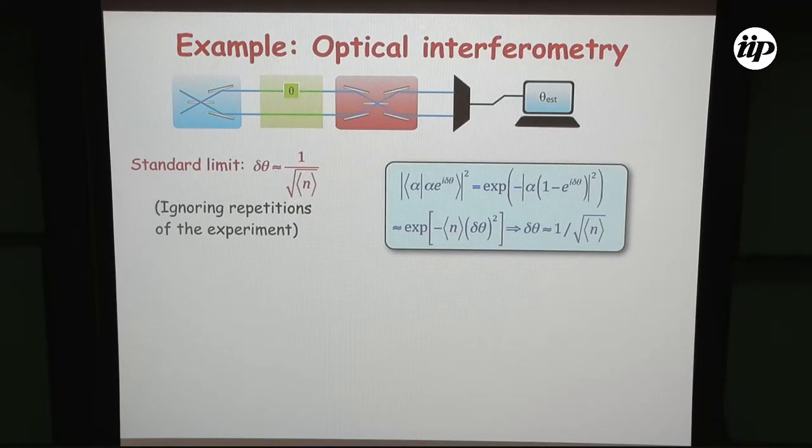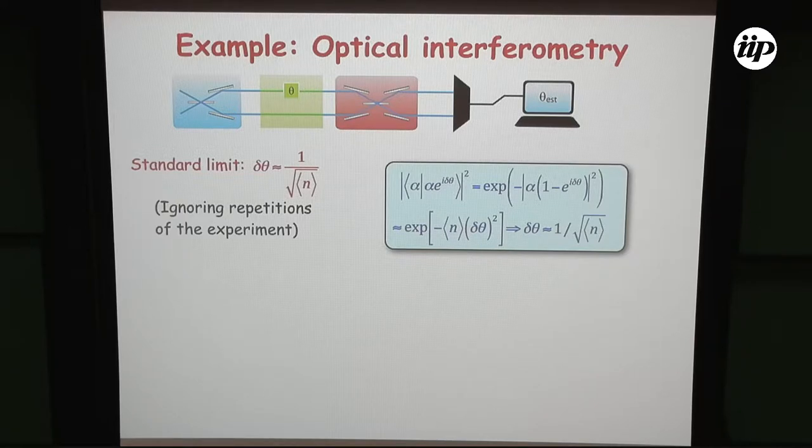Now, we can get this result by looking at the scalar product between two coherent states, representing, say, this field that is used to measure this phase. One is a coherent state alpha, and the other is a coherent state with a displaced phase. Now, this scalar product is given by this expression, and for sufficiently small delta theta, you can approximate this by this expression here. And you see that if delta theta is of the order of 1 over the square root of the average number of photons, this goes as 1 over e. So that's a measure of distinguishability of the two states.